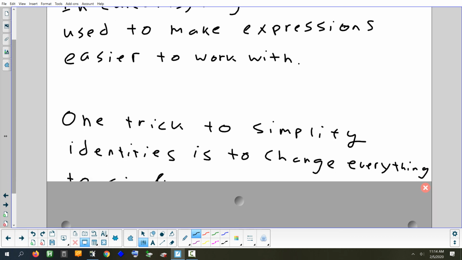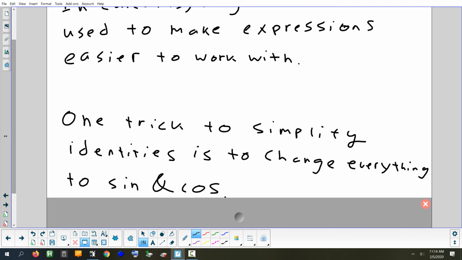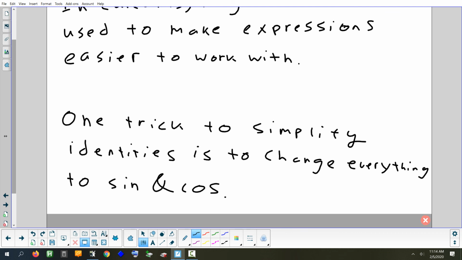There's a few different tricks that you can use to simplify an equation that looks complicated with trig identities. One trick is to use the 3 groups of formulas I just showed you to change everything to sine and cosine. So we're going to take everything in the problem that's not a sine or a cosine and make it a sine or a cosine. If it already is a sine or cosine, leave it. You don't have to touch it.